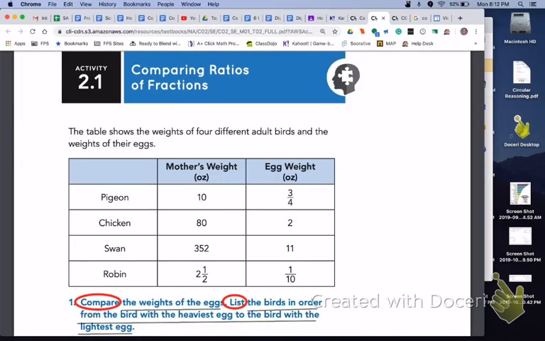Please turn to page 61, activity 2.1, comparing ratios of fractions. The table shows the weights of 4 different adult birds and the weights of their eggs. Please answer number 1 with your group.